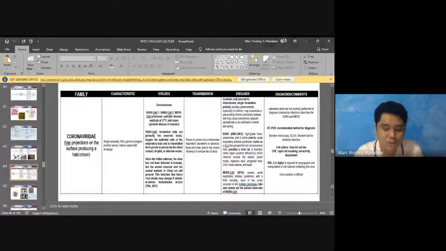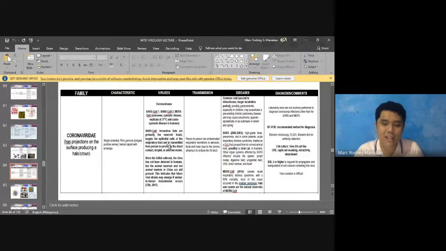Now, for SARS-CoV, horseshoe bats were primarily considered to be the reservoir hosts. They target the epithelial cells of the respiratory tract and are transmitted from person to person through droplets, direct contact, or airborne. Transmission is person to person through contaminated respiratory secretions. For diseases, again, common cold is caused by coronaviruses. It is second to rhinoviruses as a cause of common cold, with a longer incubation, so the colds last longer.